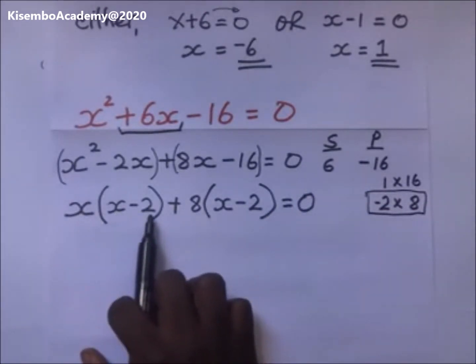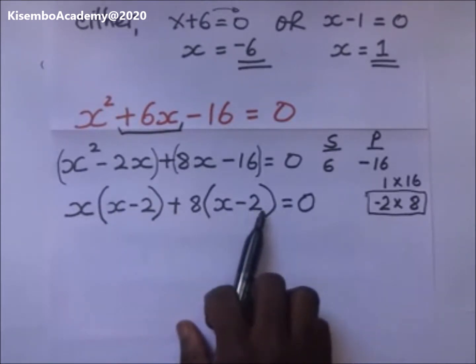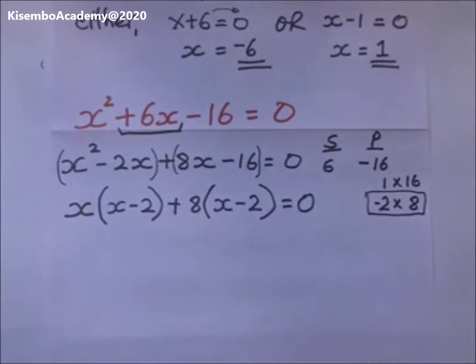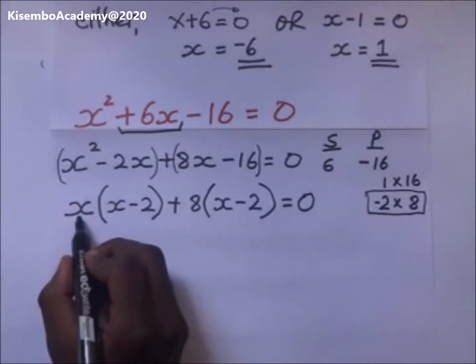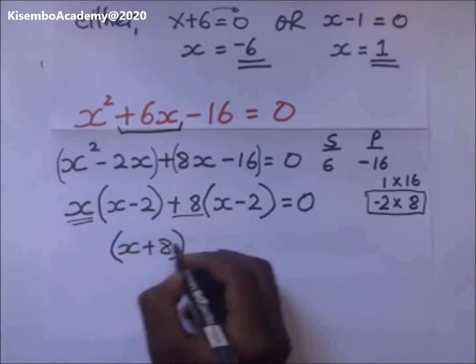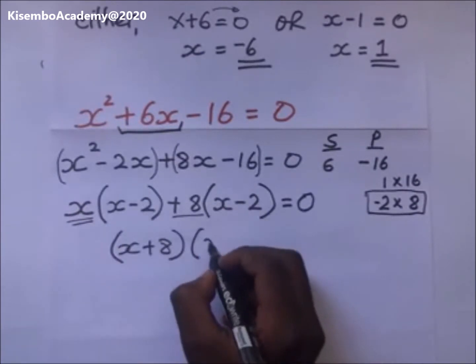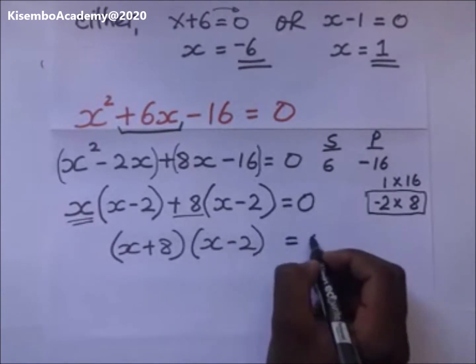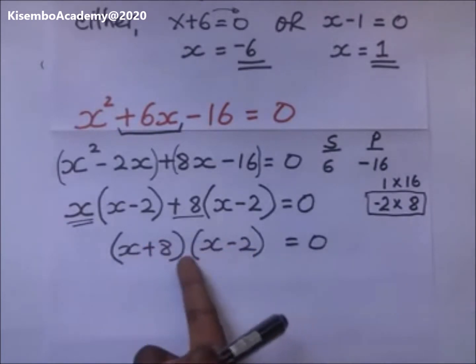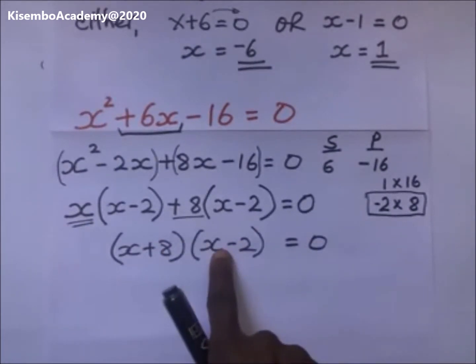So x into x minus 2 plus 8 into x minus 2 is equal to 0. You realize that the terms inside the brackets are the same. And so what we do, we put the terms outside the brackets in their own bracket. That is x plus 8 into x minus 2 is equal to 0. So at this point we have factorized this quadratic expression. Now one of these is 0, because this times that is giving us 0. So either this is 0 or that is 0.